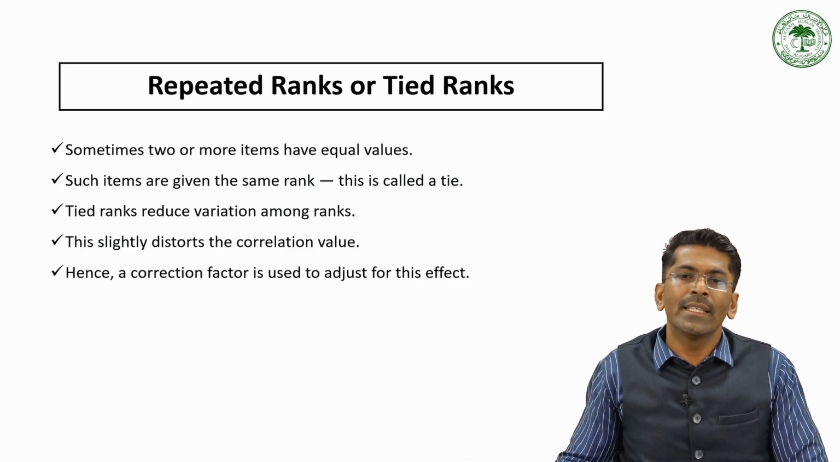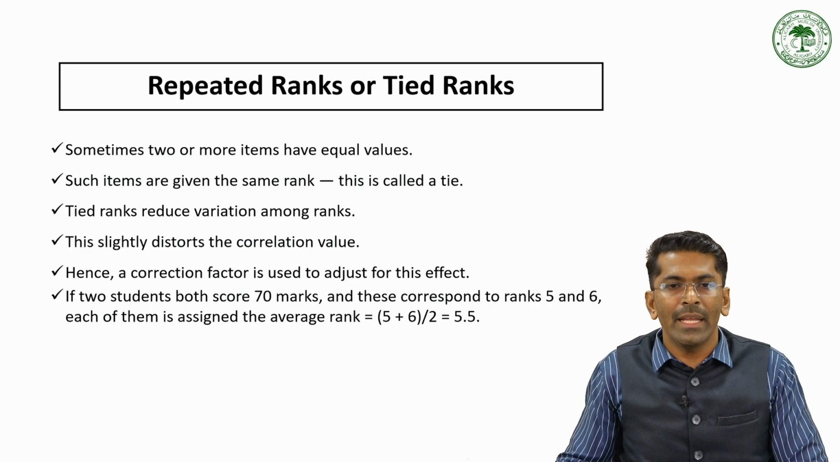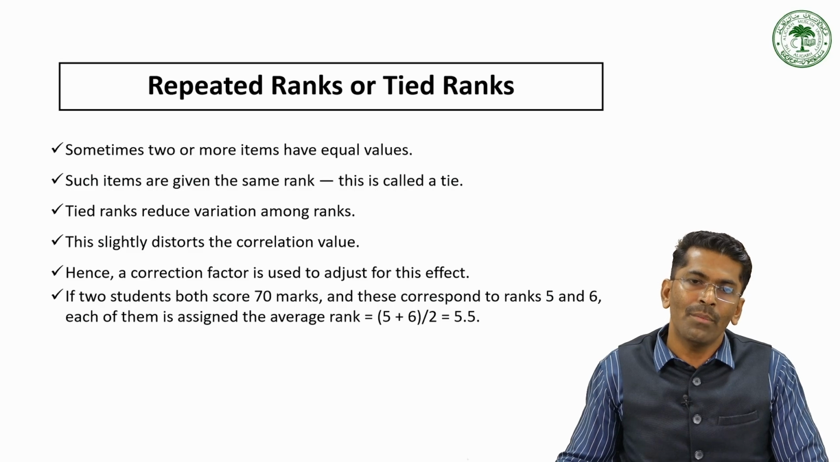So in such cases, we assign an average rank here. How are we going to correct it? By calculating an average rank for those items that have the same ranks. For example, we have two students, both scored 70 marks. So here the corresponding ranks are 5 and 6, for example, 5th and 6th rank is 70 marks.